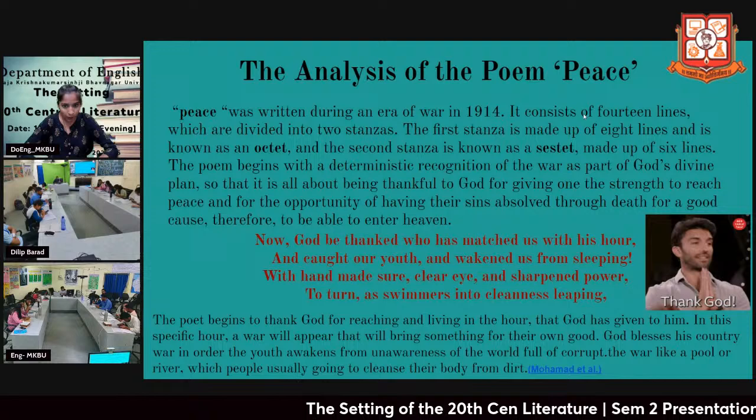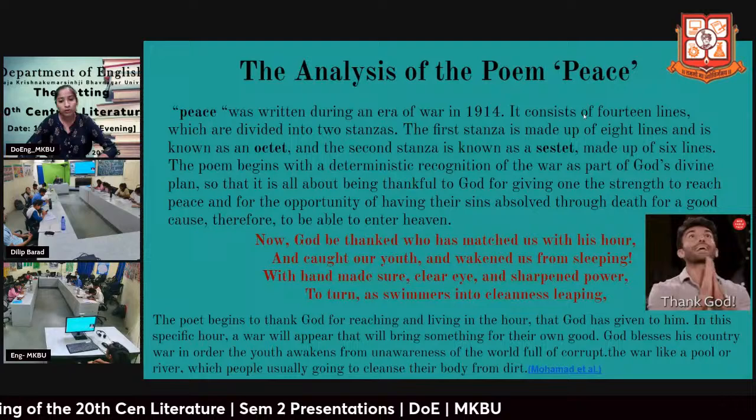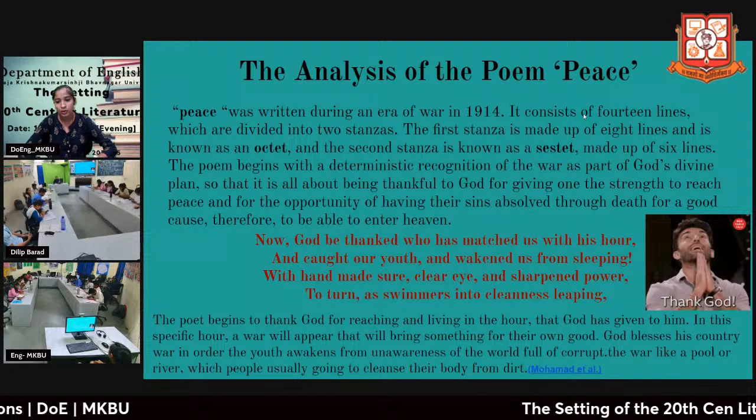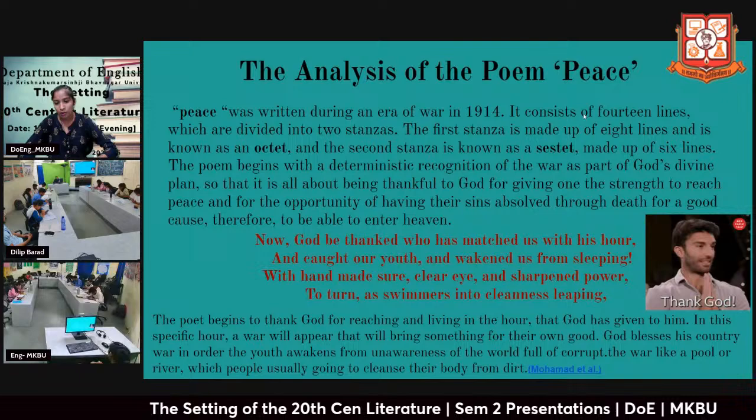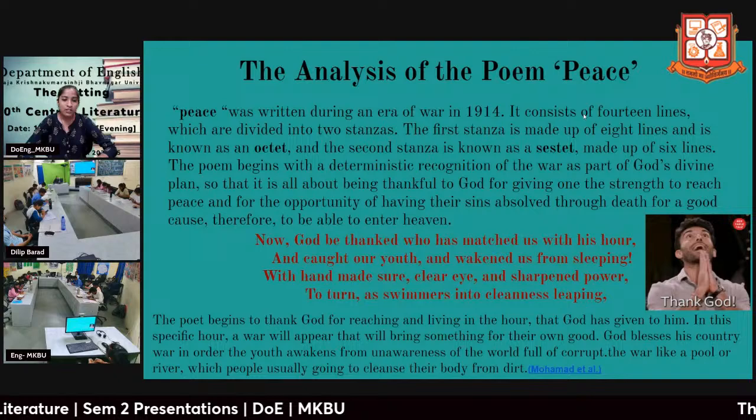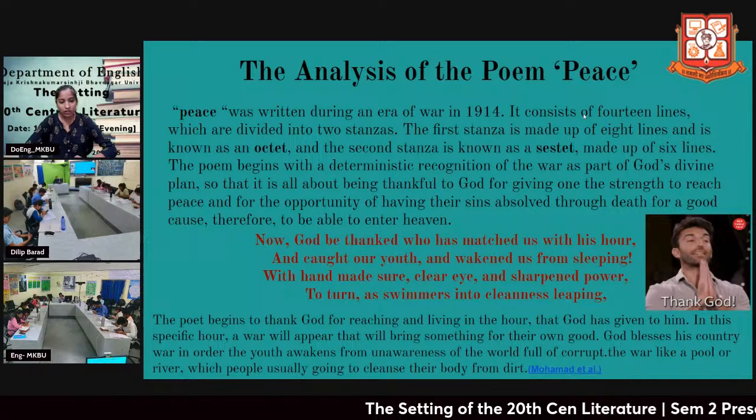Here the poet begins with: Now, God be thanked who has matched us with His hour, and caught our youth, and wakened us from sleeping, with hand made sure, clear eye, and sharpened power, to turn, as swimmers into cleanness leaping. In the first line, the poet begins to thank God.